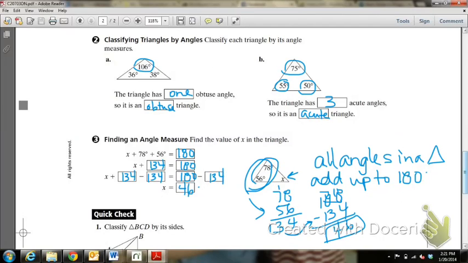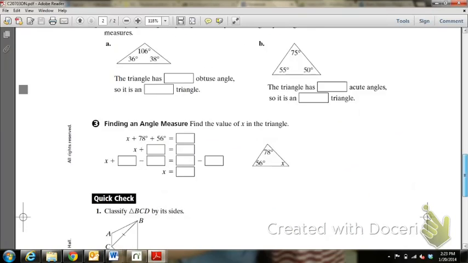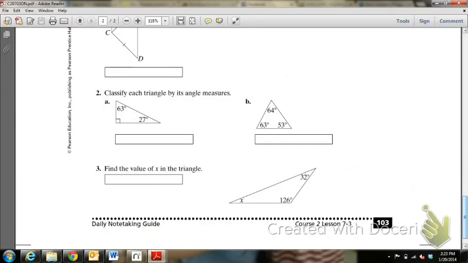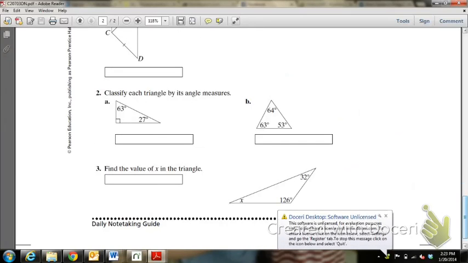Okay? So now on to the quick checks. First one, they want you to classify triangle BCD. So you're only looking at BCD, not the whole picture, just the part they ask you to. So classify that triangle by its sides. So you want to look at the first 3 terms on the previous page. Number 2, classify each triangle by its angle measures. So you want to use the bottom 3 terms on the first page. And then the last one is just like example 3, find the value of x in the triangle. Okay, you know what all the angles in a triangle add up to.